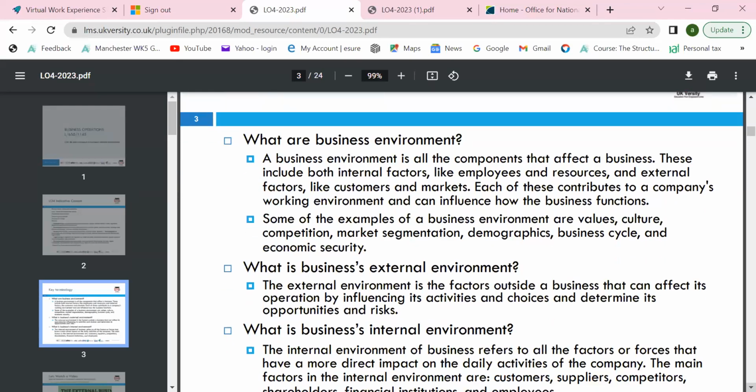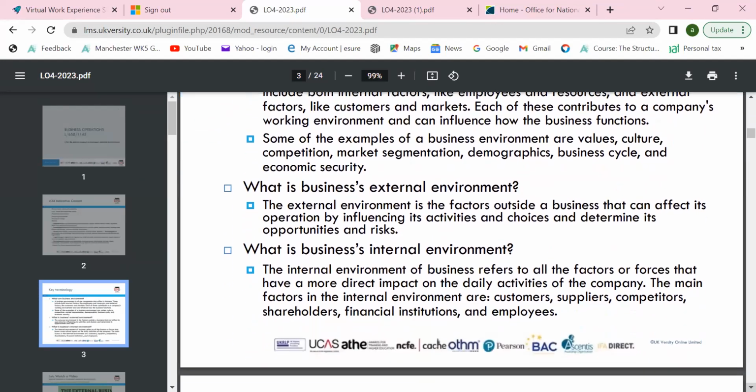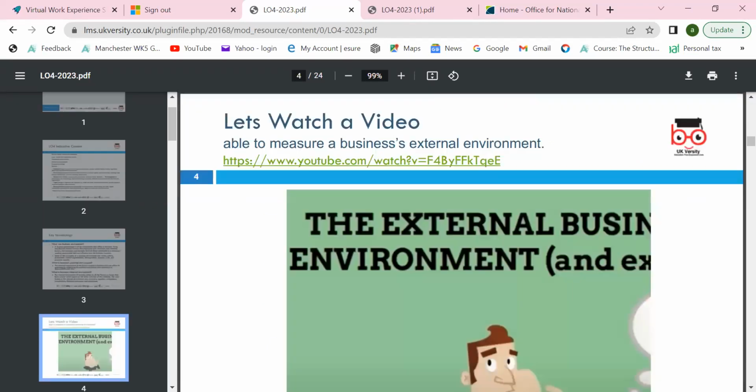And what is the business external environment? It is the factors outside a business that can affect the operation by influencing activity and the choices determined by the opportunities. And the business internal environment refers to all the factors and forces that have a more direct impact. The main factors in the internal environment are customers, suppliers, shareholders, and financials. Today our focus is external.